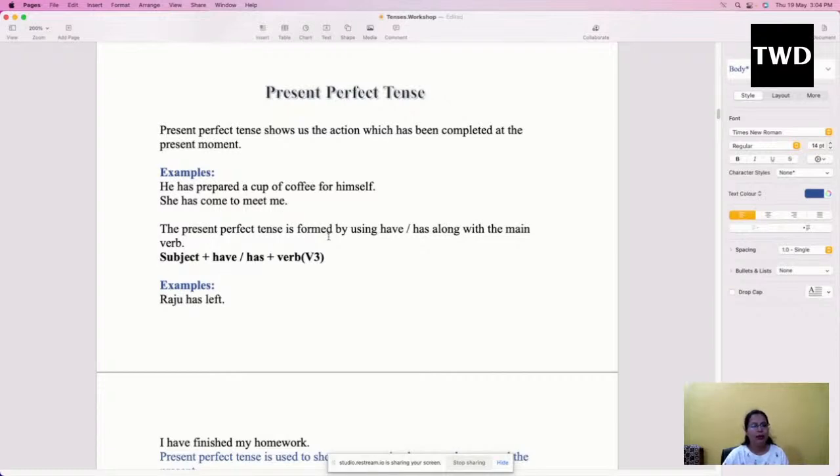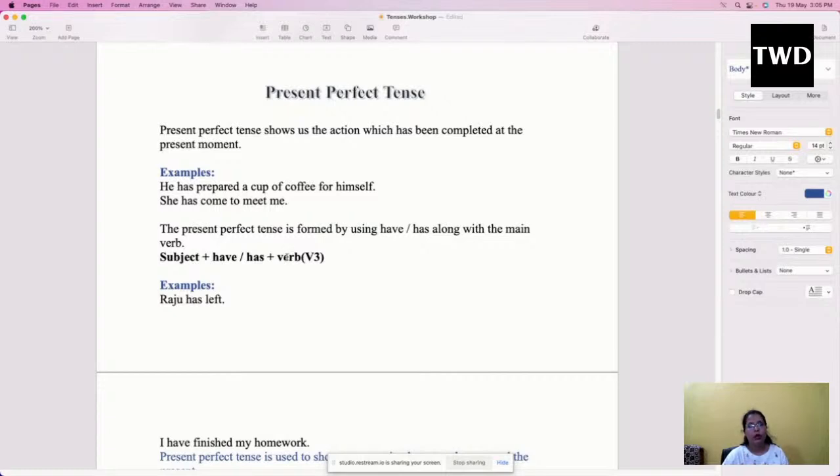So the present perfect tense is formed by using have and has. The moment you are framing sentences under present perfect tense, you have to understand that we are going to use either have or has depending on the subject which we are using. So what is the structure of the sentence? We will have subject plus have or has plus V3 form of the verb, that is past participle.